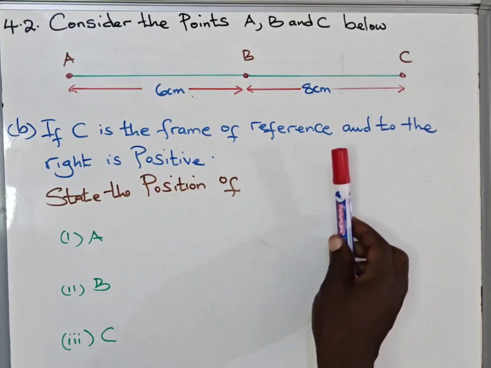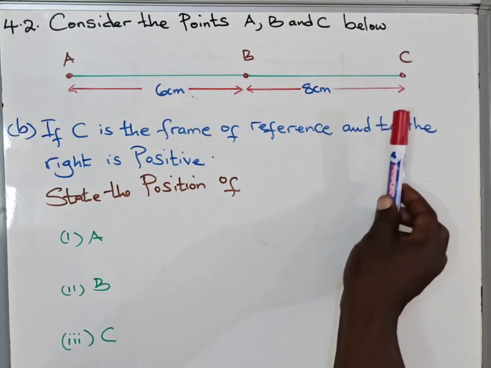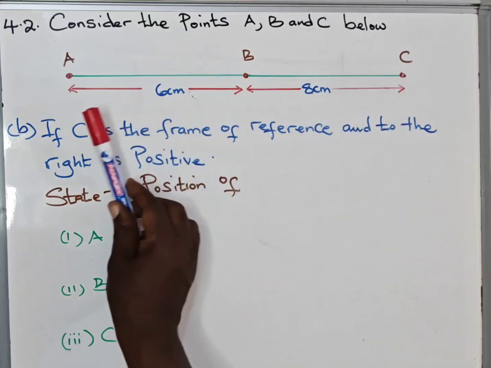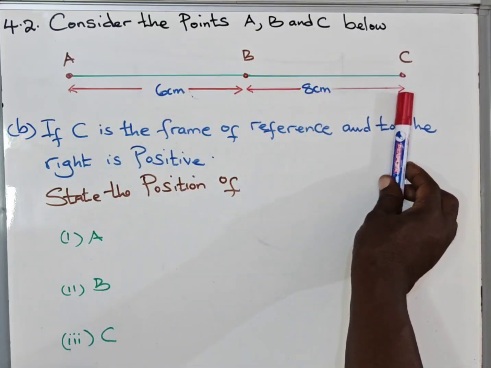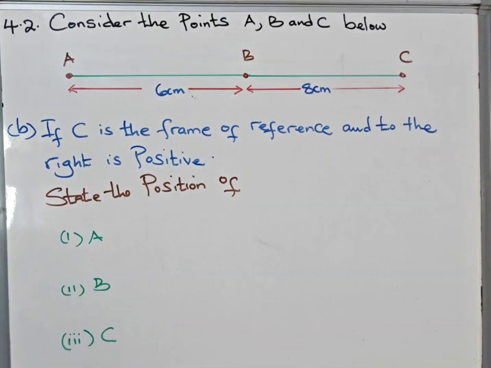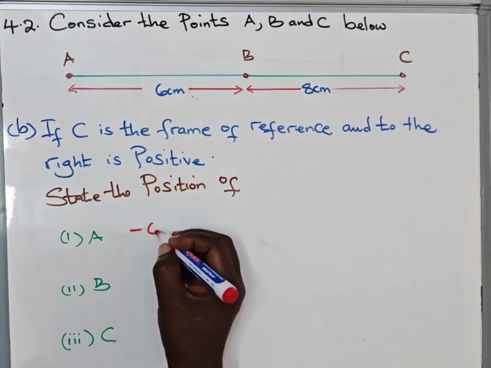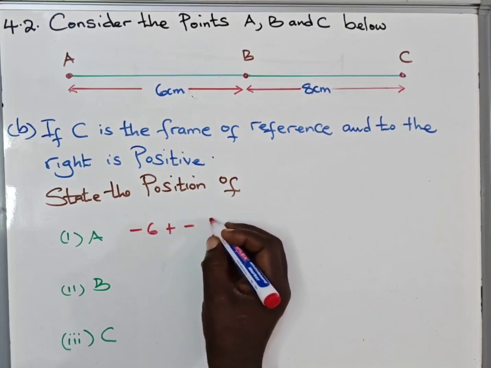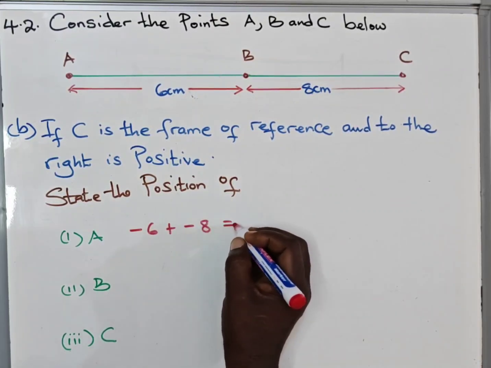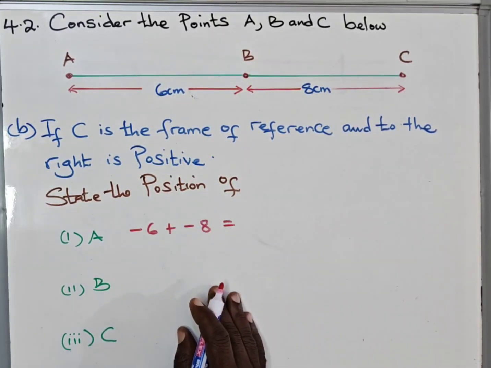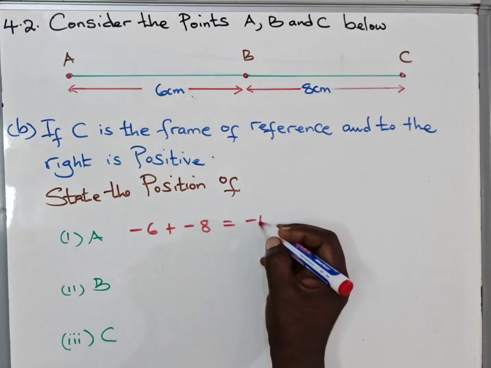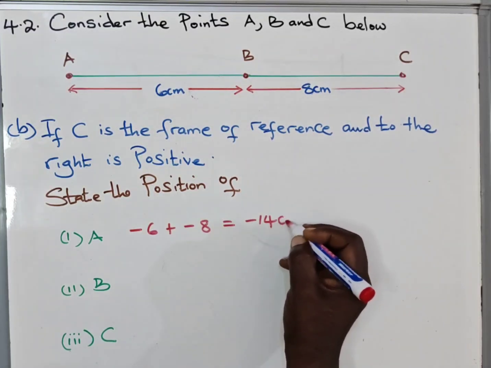And what is the position of A? You have to remember that from C to A is to the left, so it's negative. So the answer is going to be -6 plus -8. Yes, that's the answer, giving us -14 centimeter.